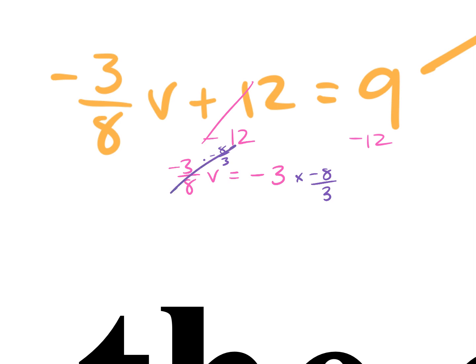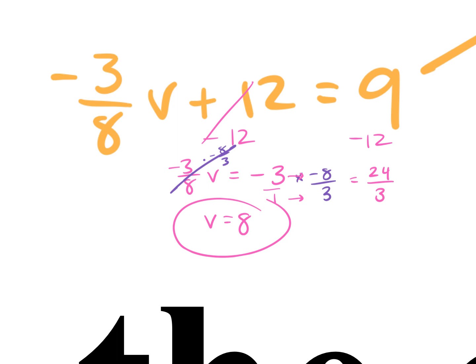So it cancels out on the left. I'm just left with v. On the right, how do I multiply these together? So when I multiply fractions, I just multiply straight across. So this would be negative 3 times negative 8, which would be 24 over 3. And can I simplify 24 over 3? Yes. What does it simplify to? 8. So v equals 8. So that's our first answer.